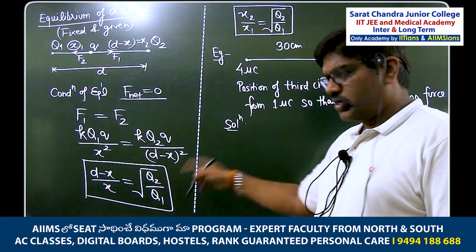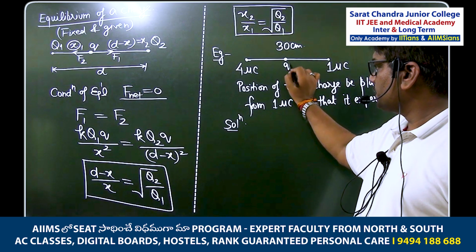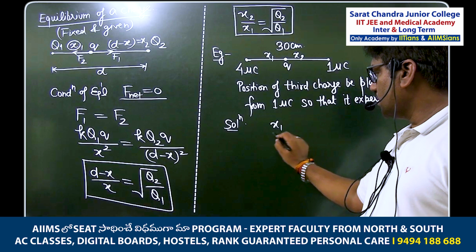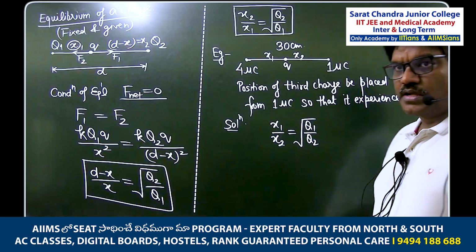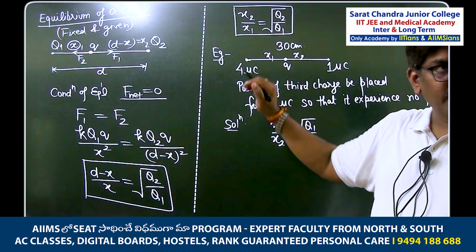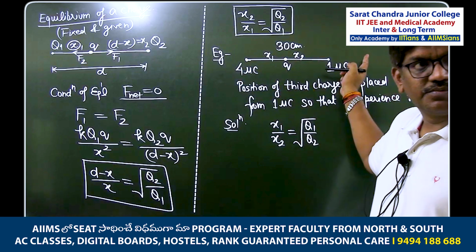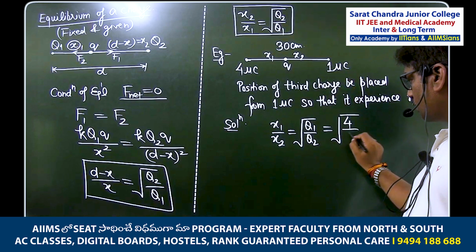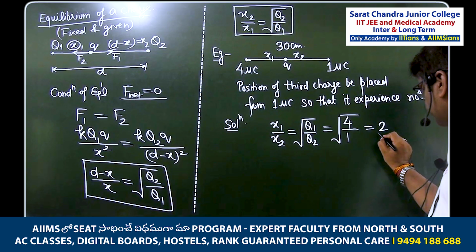Either you can remember this formula, or what is a better way I told you? You choose some position and call the distances x1 and x2. Directly what can I write down? x1 by x2 is equal to under root of q1 by q2. Simple. And from where you choose x1, that will be your q1. From where you choose x2, that will be your q2. So what is q1 here? 4. What is q2 here? 1. That means this value is 2. 2 is to 1.